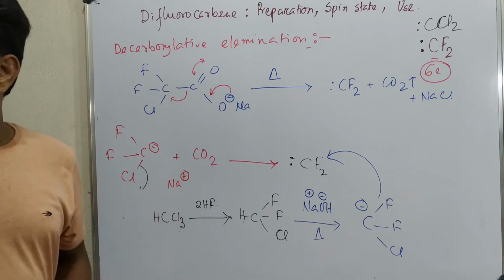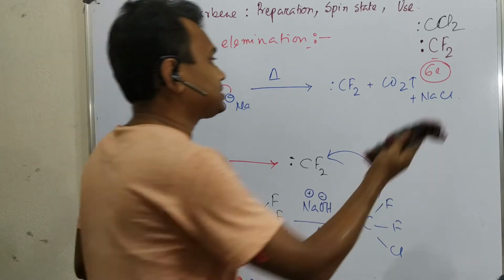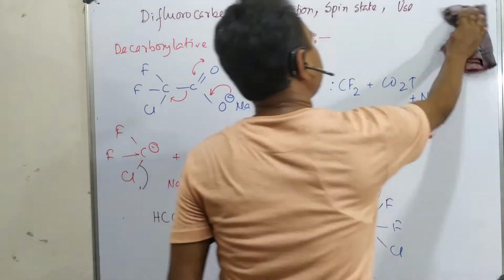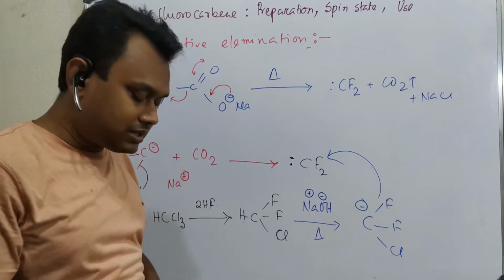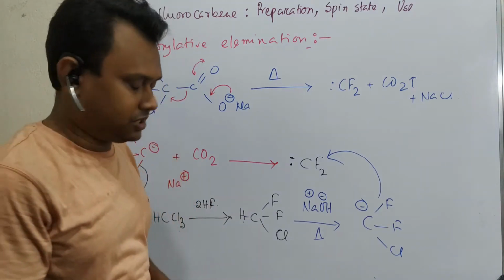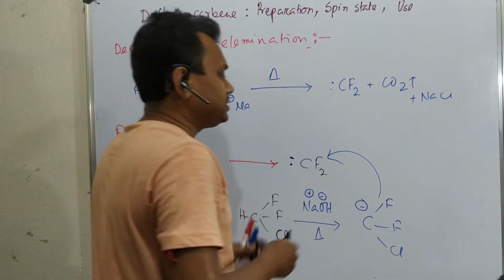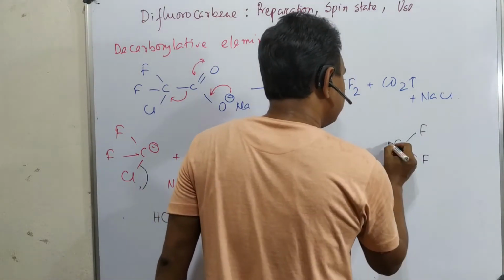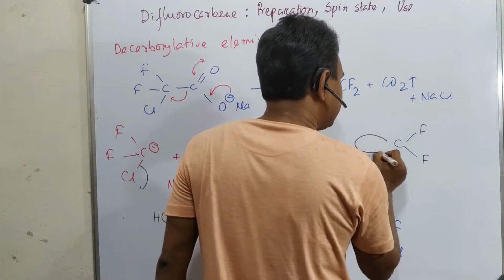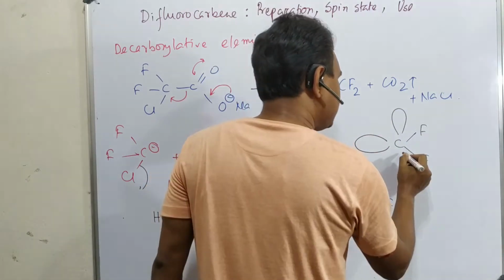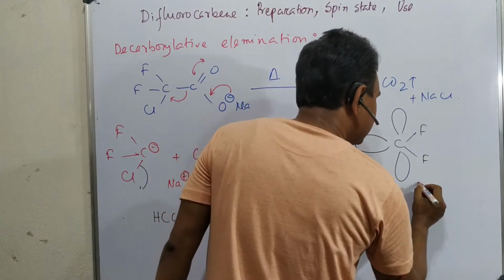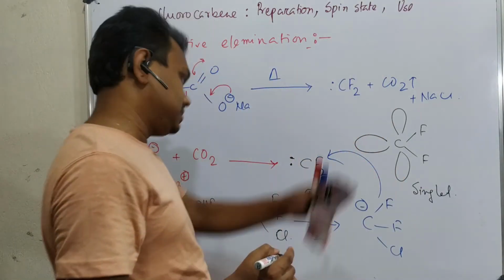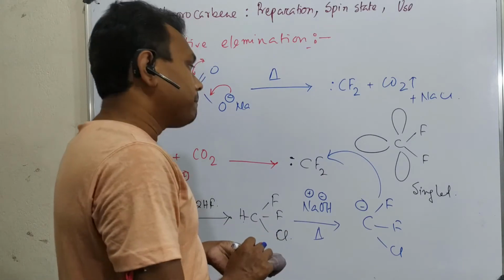Now the question comes: we have prepared this thing, is it relatively stable or not? Actually, this difluorocarbene is a transient species because it is a reaction intermediate like carbocation, carbanion, carbene. So it is relatively, we can say, stable. But the most important question is whether it is singlet or triplet. Actually, this difluorocarbene is singlet. Singlet means spin multiplicity 1, meaning it has a pair of electrons.